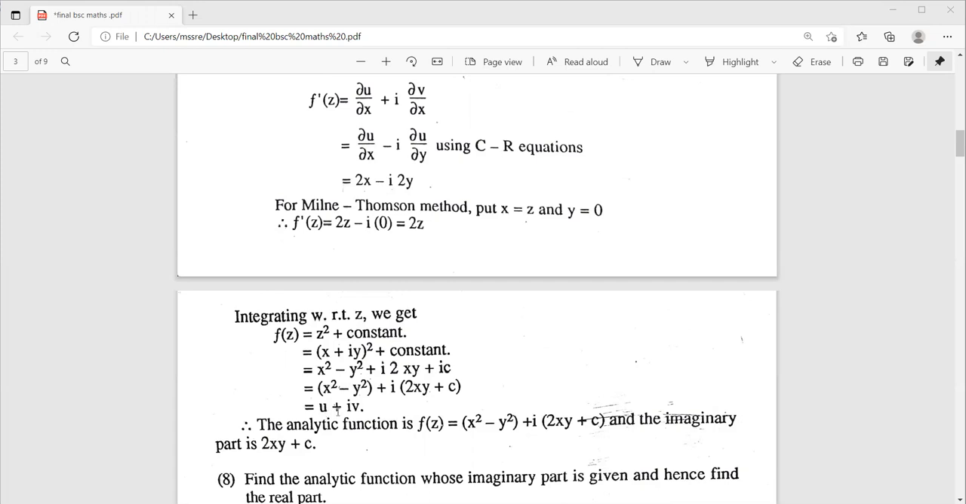So it is of the form u plus iv here. Therefore, our u is the real part, x square minus y square. Imaginary part v is 2xy plus c. So the imaginary part is 2xy plus c and the real part is given, that is x square minus y square. The analytic function is f of z equals z square plus constant. Because in the beginning of the problem, what was asked is to find the analytic function and also its imaginary part. So the analytic function is z square plus constant and the imaginary part is 2xy plus c.